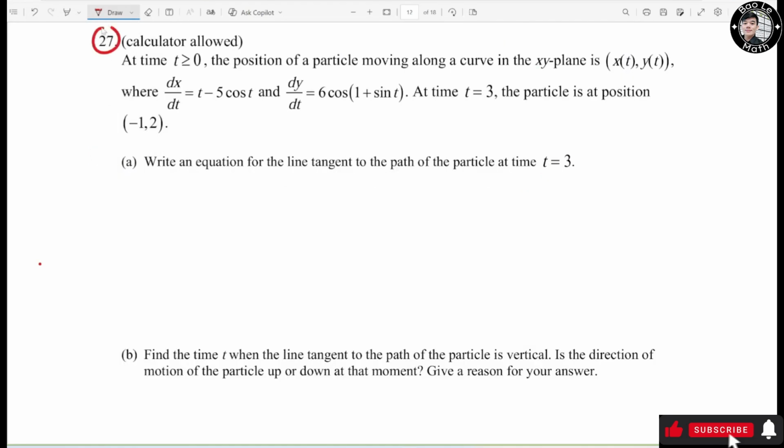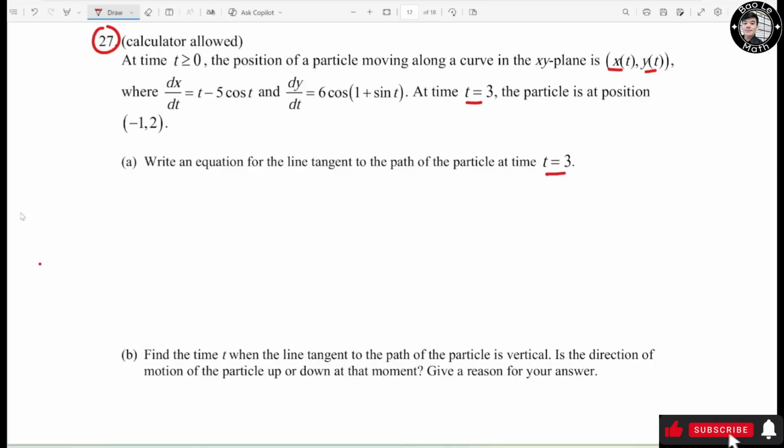Now let's move on to question 27. At time t greater than or equal to 0, the position of a particle moving along a curve in the xy plane is x(t), y(t), where dx over dt equals t minus 5 cosine t, and dy over dt equals 6 cosine of 1 plus sine t. At time t equals 3, the particle is at position -1, 2. Question A. Write an equation for the line tangent to the path of the particle at time t equals 3.